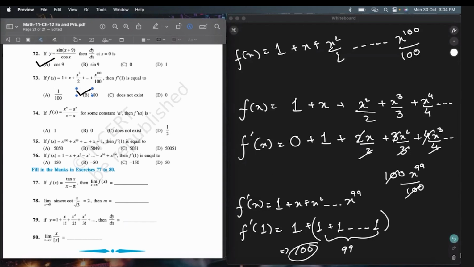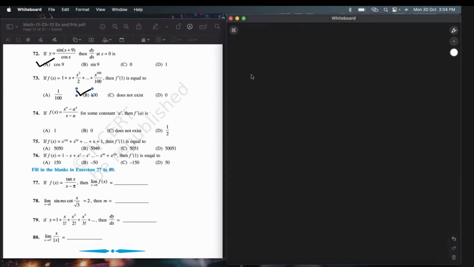Question number 74. So in question number 74, what do I have? It has been given to me that f(x) = (x^n − a^n) divided by (x − a), and a is a constant. So they want us to find the value of f'(a). Alright. Now, how can we solve this question? There are many ways, but if you can't see any way to simplify this question, you can just go ahead and do the division rule.